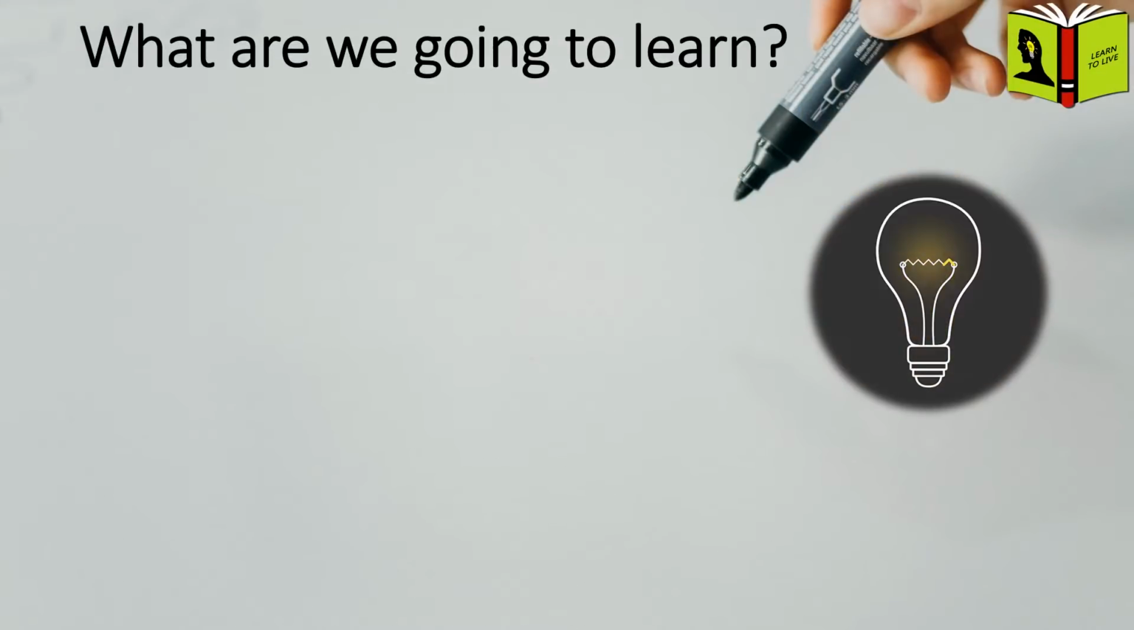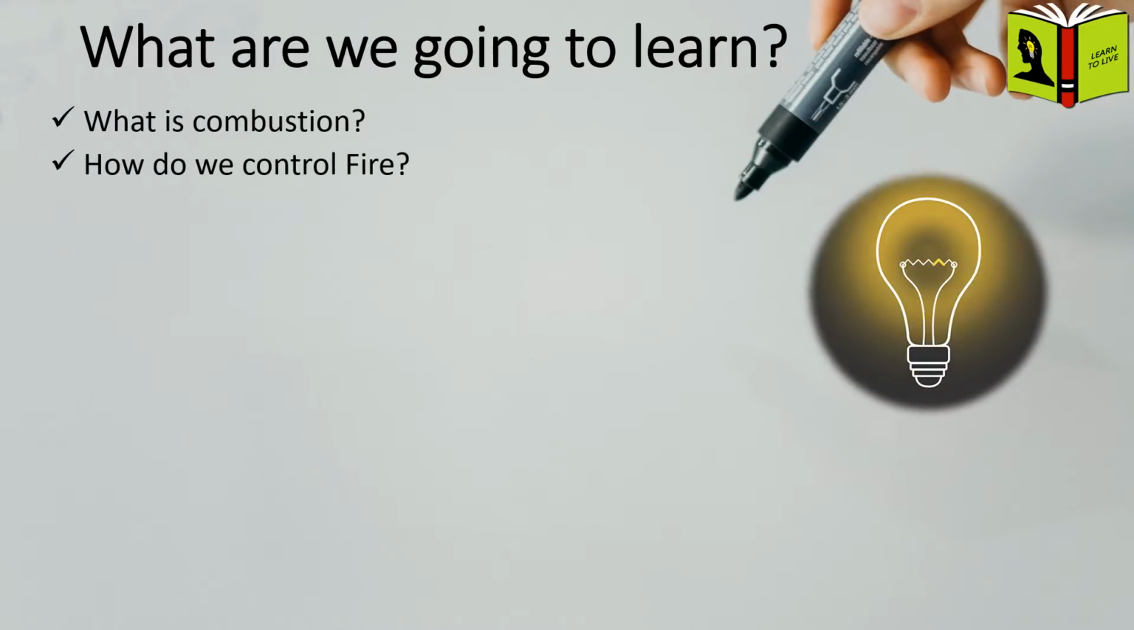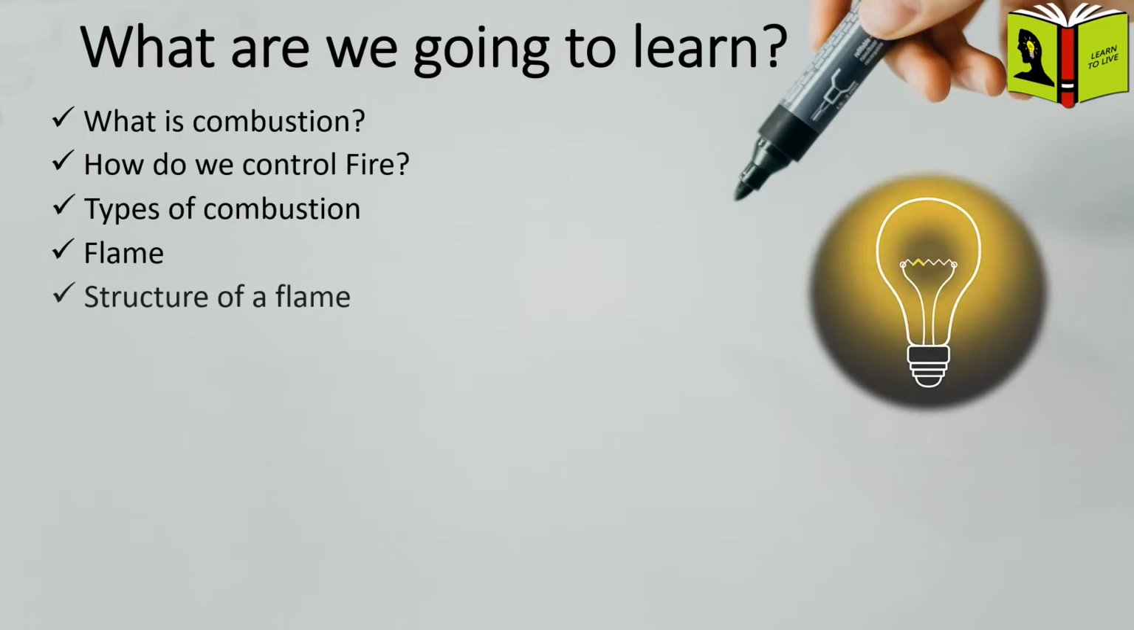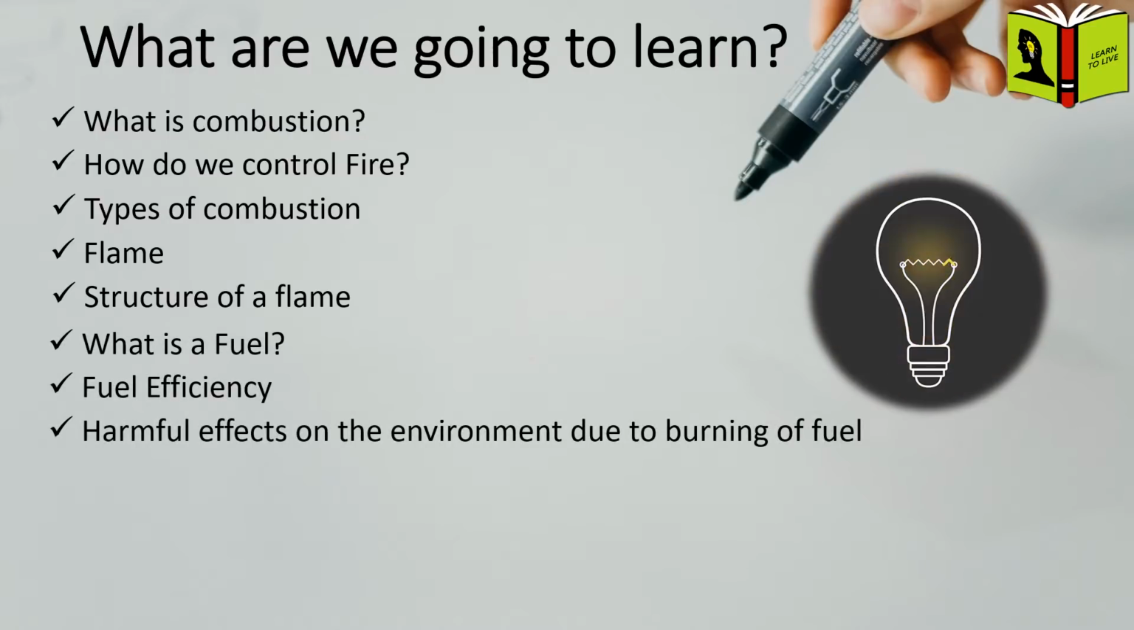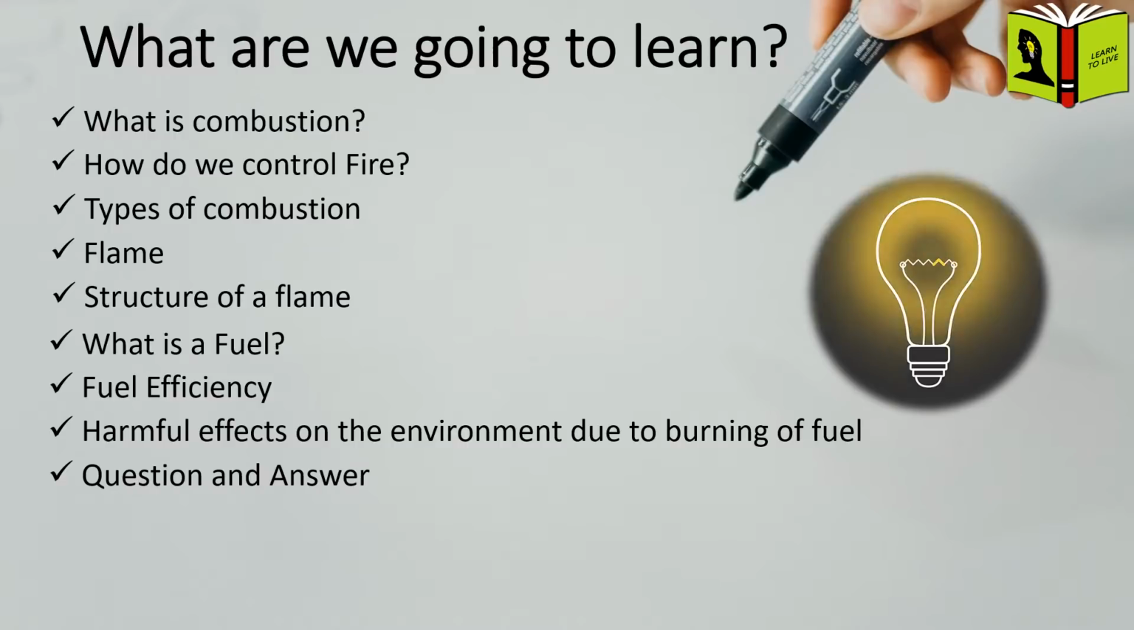We will be learning the following topics in this chapter. What is combustion? How do we control fire? Types of combustion. Flame. Structure of a flame. What is a fuel? Fuel efficiency. Harmful effects on the environment due to burning of fuel. Question and answer session to revise the chapter. So without any delay, let's get started.